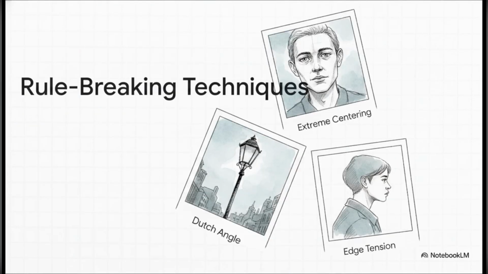So here are a few ways to intentionally break those rules. First, extreme centering. Remember earlier how we said do not put things dead center? Well, if you do put a subject dead center with absolutely zero negative space around them, it actually creates a highly jarring, confrontational look. Next is the Dutch angle. This is where you purposefully tilt your camera slightly off level, and that creates this immediate sense of unease, confusion, or even frantic energy. And then there's edge tension, where you place your subject right at the very edge of the frame, looking out of it. It purposefully makes the viewer feel claustrophobic and tense. By making the image almost perfect but slightly off, you generate just massive psychological tension.